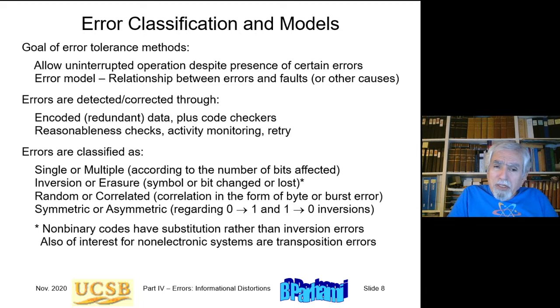They can be symmetric or asymmetric. Symmetric means 0 to 1 inversions and 1 to 0 inversions are equally or almost equally likely.